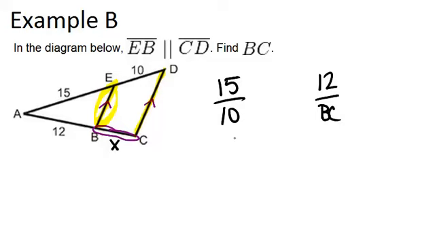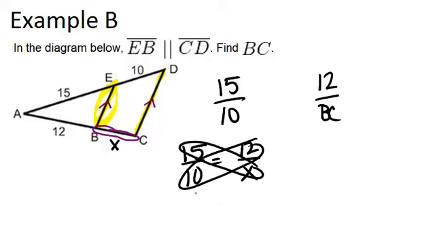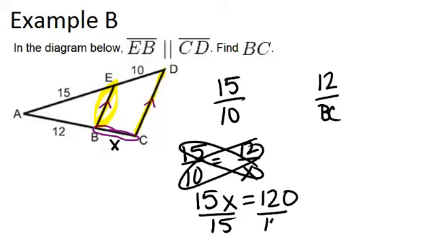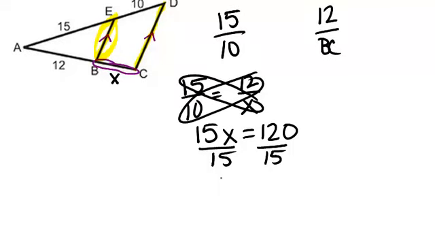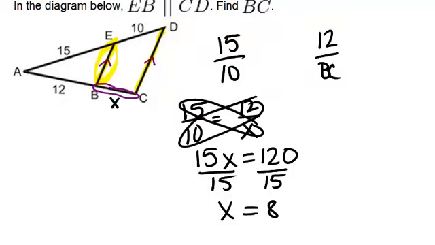And the equation would be 15 over 10 equals 12 over X. And you can solve this by cross multiplying. So when you do that, you get 15X equals 120. And when you divide by 15, you get that X equals 8. So that means that the length of BC must be 8.